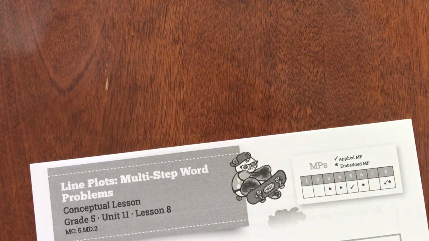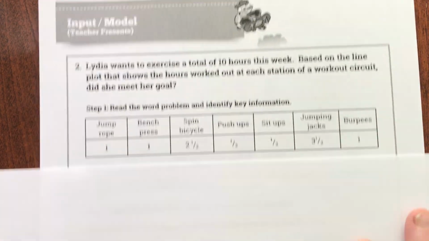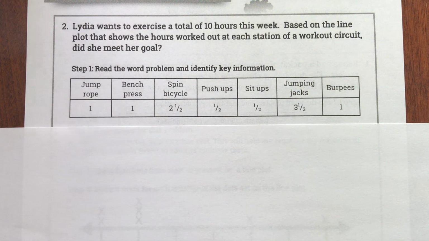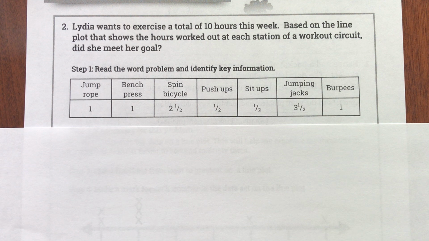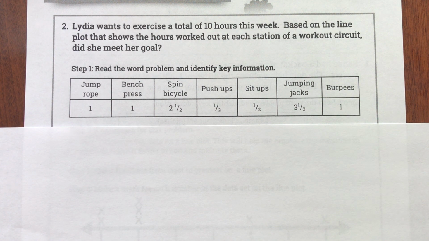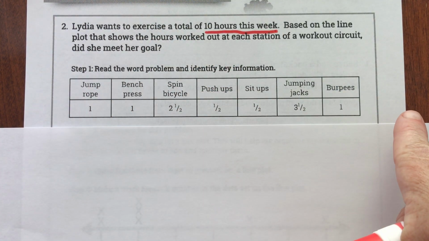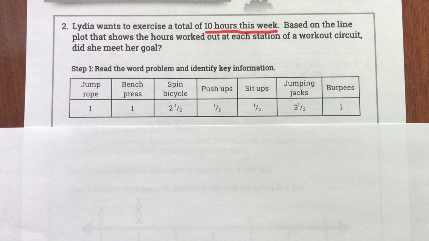Here is my first problem. My first problem says, Lydia wants to exercise a total of 10 hours this week. Based on the line plot that shows the hours worked out at each station of a workout circuit, did she meet her goal? Okay, read the problem and identify the key information. Okay, well what I notice first when I look at this is my first step says to read it and understand it. I do understand it, that she wants 10 hours a week and this is what she worked out, so I need to see if she actually accomplished her goal.